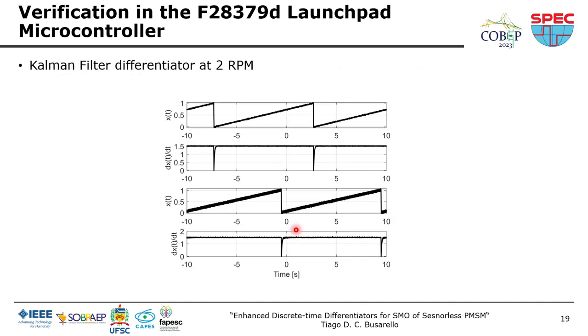And to finalize the verification, now the Kalman filter differentiator is running at 2 RPM. Now the machine is working as a servo drive, which is a very low speed. So we have such behavior with noise and without noise. With noise, we can see the ability to keep a pattern similar to this, but of course we have some problems at the discontinuity, where you have a high transition.